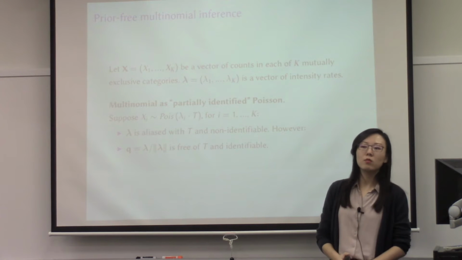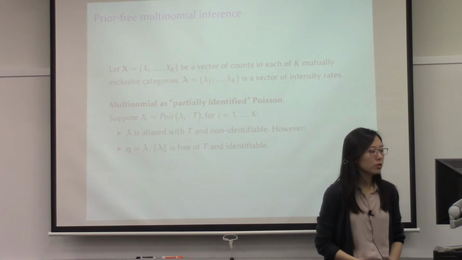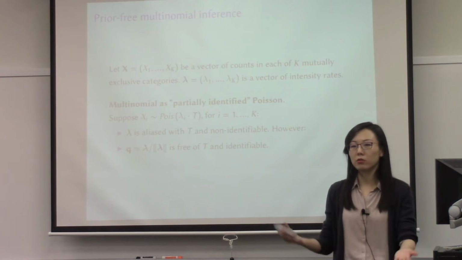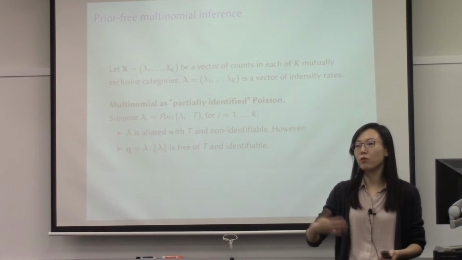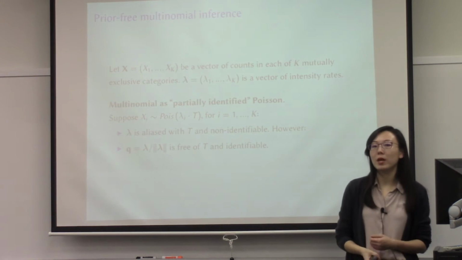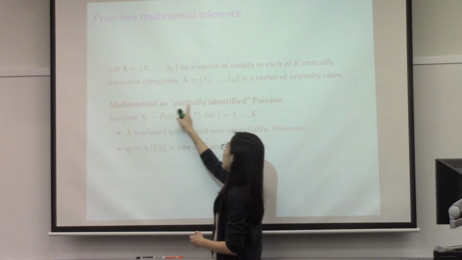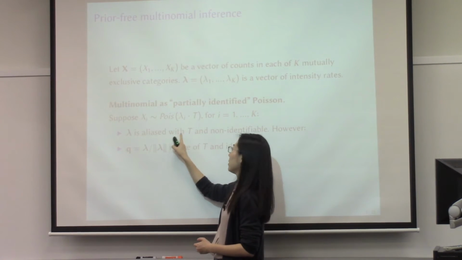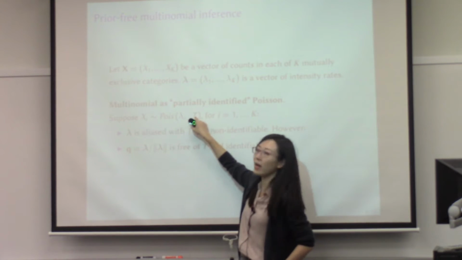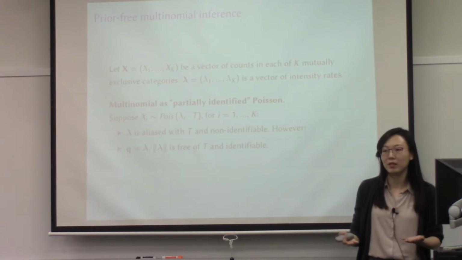Multinomial could be in some way described as a partially identified Poisson distribution. The idea is that suppose all of the counts for each of the bins were not multinomial, but in fact some kind of Poisson process that went on for a little while, so its parameter is really lambda_i times t. Now, lambda is actually non-identifiable as a model, because lambda is aliased with t. You can only make inference about lambda_i times t, the product, but not individually, just like a linear model not being able to identify.